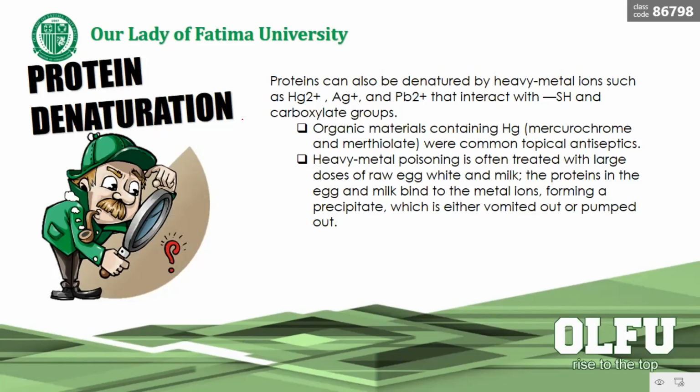Which is also the reason kapag halimbawa naka-ingest ng heavy metal, for example, mercury, accidentally, ang first aid for that is to eat raw egg white plus milk. Because the raw egg white and milk contains proteins. And those proteins will react with the heavy metal to form a complex, a metal ion complex. In that way, those heavy metal will not be absorbed by our body, but by that protein, by the raw egg white and milk. So pwede na niyang i-vomit, pwedeng i-pump out doon sa patient kung halimbawa nagkaroon ng heavy metal poisoning.